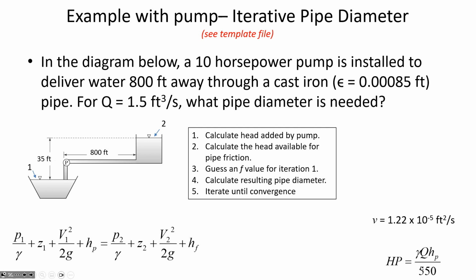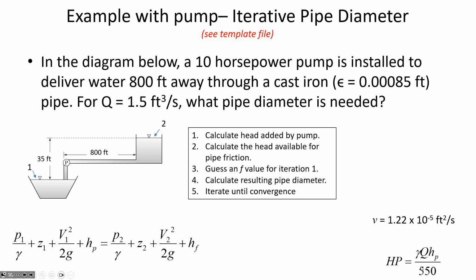All right, so here's the energy equation. P1 divided by gamma plus Z1 plus V1 squared divided by 2G plus the pump head H sub P is equal to P2 divided by gamma plus Z2 plus V2 squared divided by 2G plus the energy loss due to pipe friction H sub F.